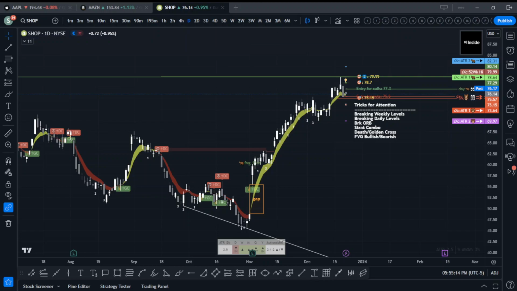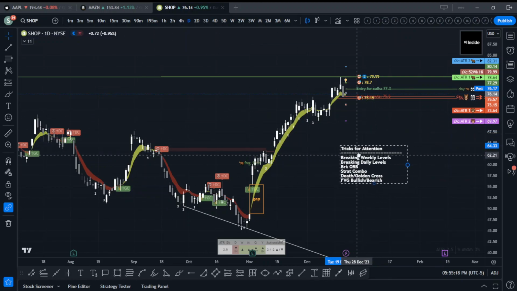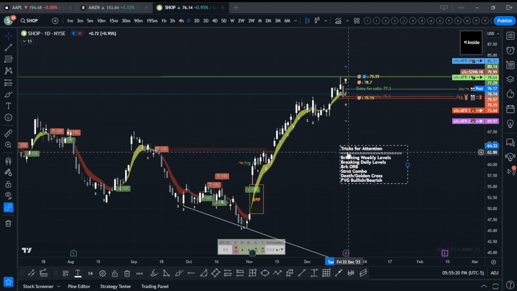No. What I wanted to do is at least 2 to 3 of these tricks before I enter. So I wanted to either break those daily levels, do a strat combination on the 5 to 15 minute, do a death or a golden cross, or a fair value gap that's bullish or bearish, or a combination of all of those things.